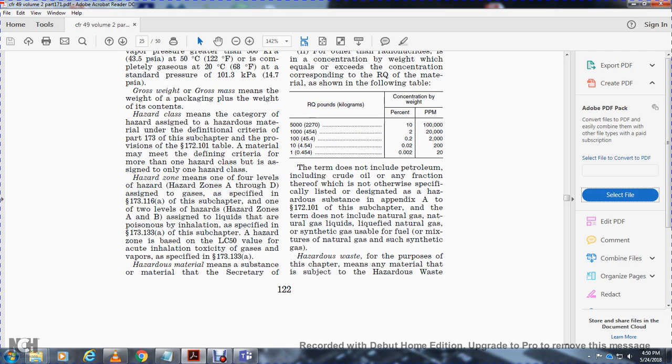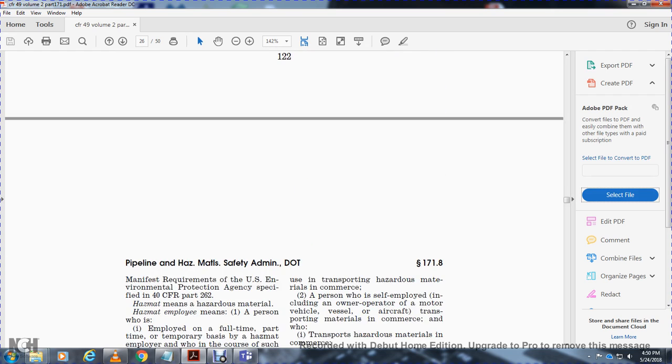Hazardous waste, for the purposes of the chapter, means the material that is subject to the hazardous waste manifest requirement of the U.S.